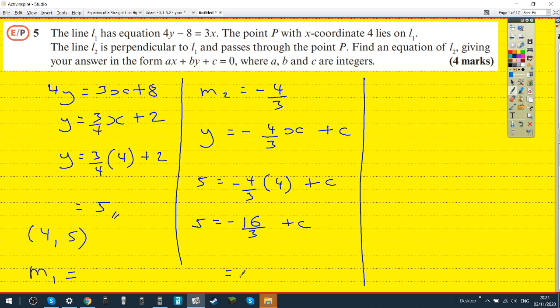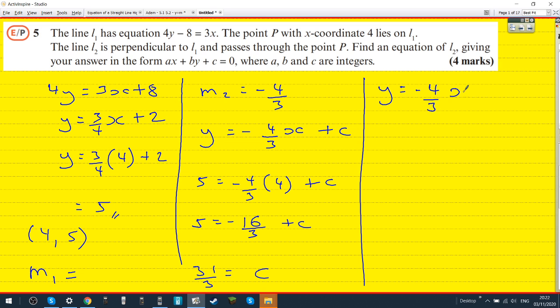Which gives you 31 over 3. So 31 over 3 equals c. That's it. And so now we have y equals... would it just be minus 4 over 3 x? Yep. Plus 31 over 3. Mm-hmm. So usually you'd be finished, but yeah, go on.